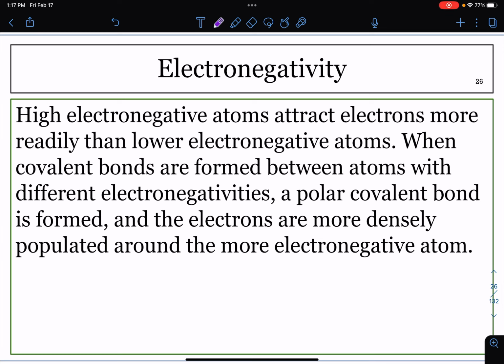Highly electronegative atoms attract electrons more readily than lower electronegative atoms. When covalent bonds are formed between atoms with different electronegativities, a polar covalent bond is formed, and the electrons are more densely populated around the more electronegative atom.